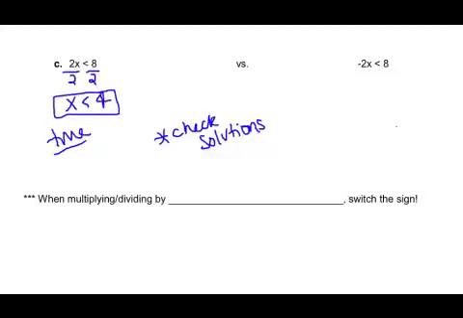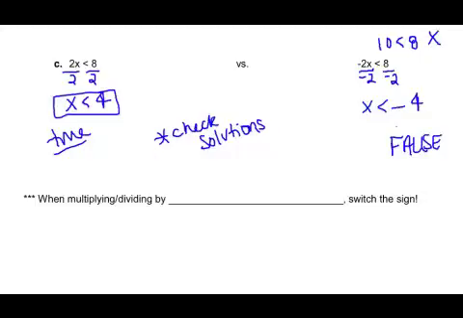If we look at the second inequality, again we want to solve by dividing by -2. So x is less than -4. Again, let's check a solution. If we want a number that's less than -4, let's use -5. So -2 times -5 would be a positive 10. So that would be positive 10 is less than 8, which we know is not true. So this would be false. So it's very important that you check your solutions, make sure that they actually work.